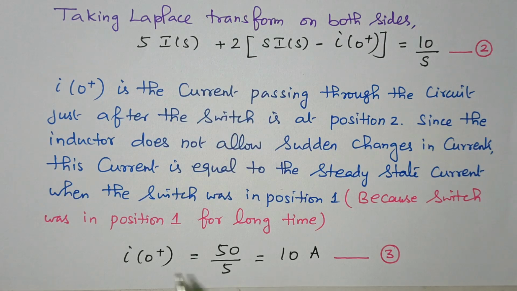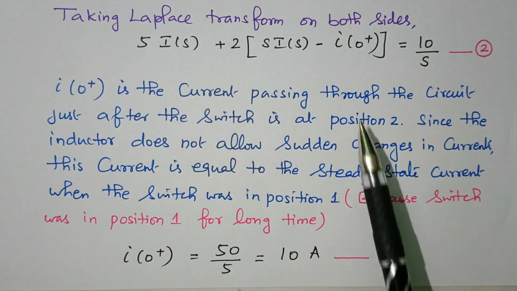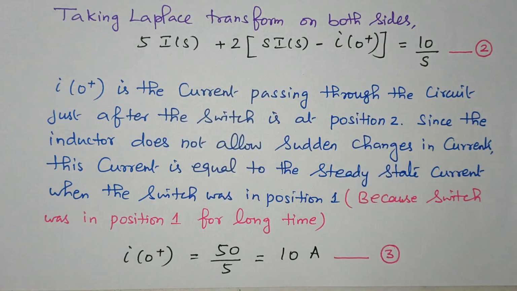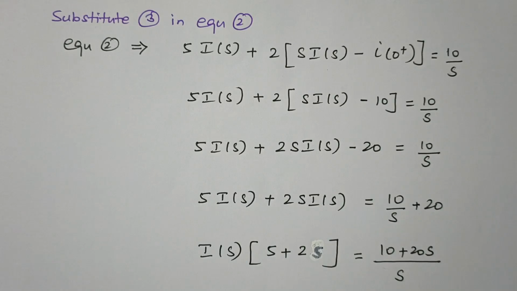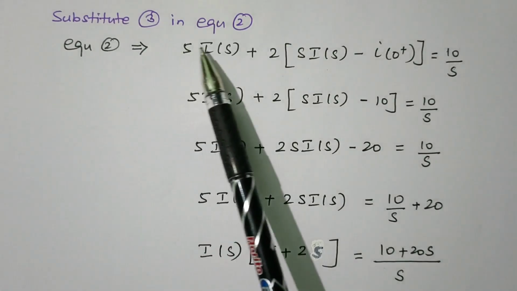Now we can substitute this value, I0 plus equal to 10 ampere, in equation 2. Substitute equation 3 in equation 2.